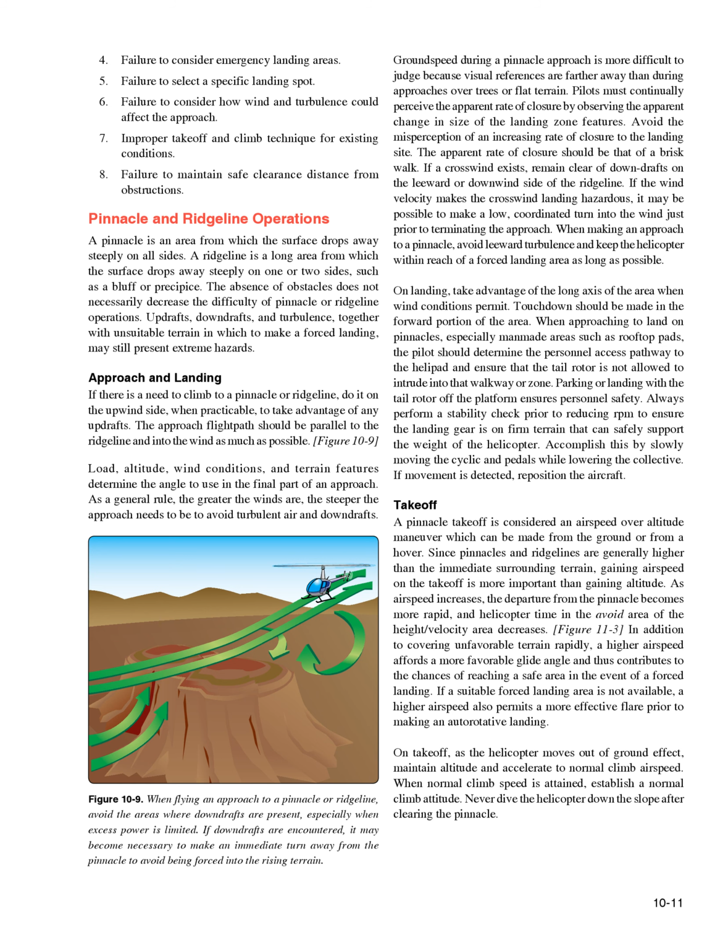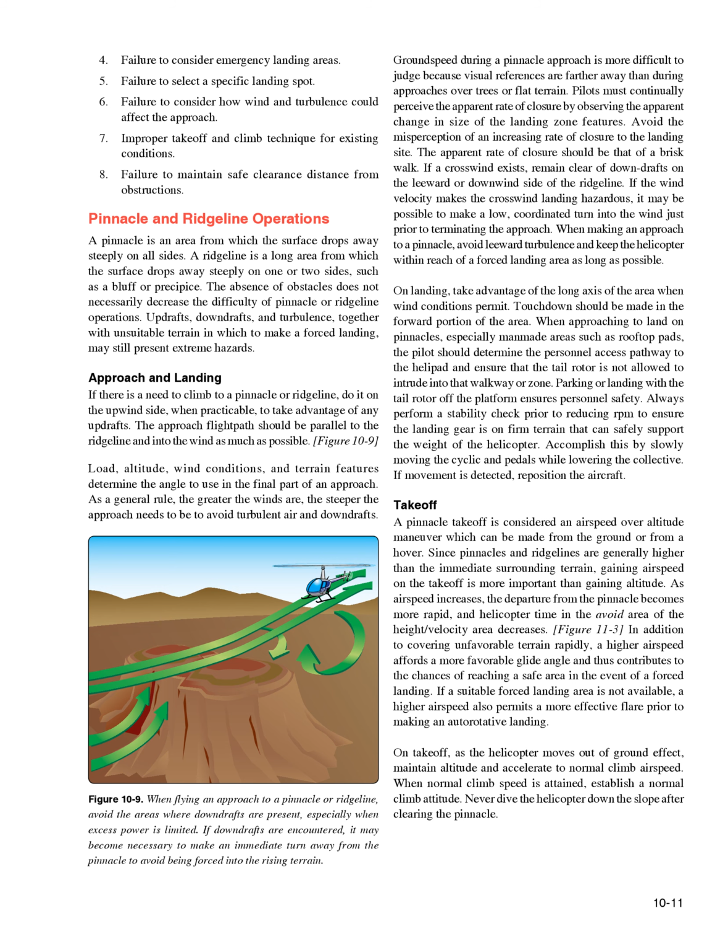Ground speed during a pinnacle approach is more difficult to judge because visual references are farther away than during approaches over trees or flat terrain. Pilots must continually perceive the apparent rate of closure by observing the apparent change in size of the landing zone features. Avoid the misperception of an increasing rate of closure to the landing site. The apparent rate of closure should be that of a brisk walk.